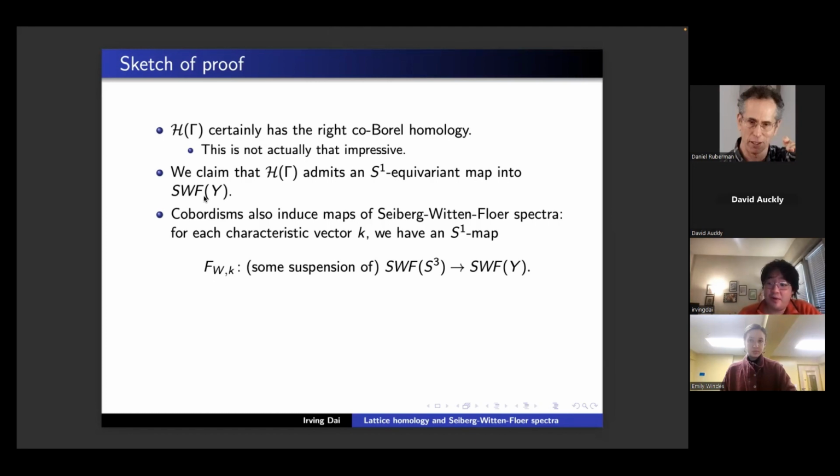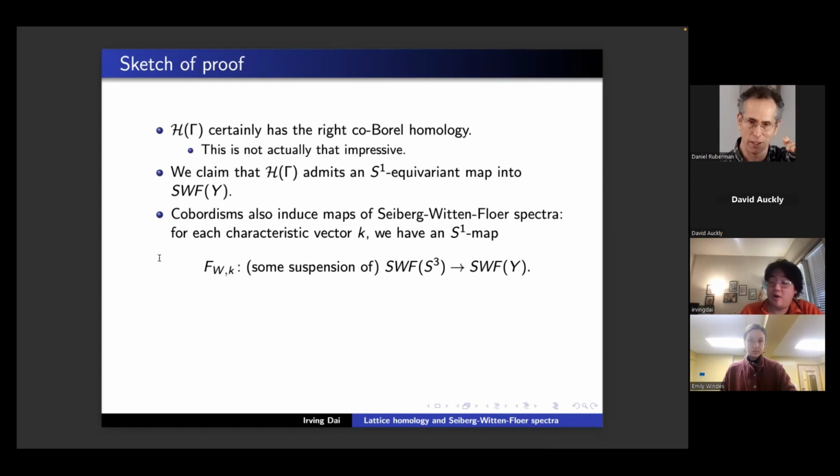So Seiberg-Witten-Floer spectra, just like any Floer homology, satisfies the fact that I have cobordism maps. So for each spin-C structure on my cobordism, I get an S1 equivariant map from the Seiberg-Witten-Floer spectrum of S3 into the Seiberg-Witten-Floer spectrum of Y. Now, remember, I told you the Seiberg-Witten-Floer spectrum of S3 is a copy of S0, okay? And while that statement is not quite correct, in the setting of Floer homology, your cobordism map comes with a particular grading shift, okay?